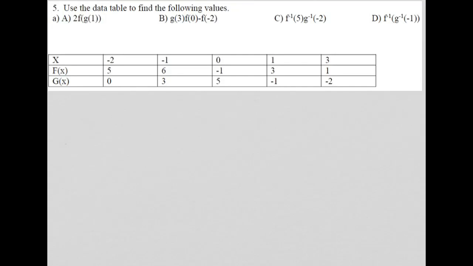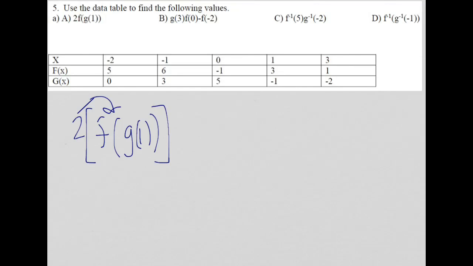So, anyways, let's use this data table. So we are trying to find 2 of f of g of 1. So that's like saying, hey, find me f of g of 1 and then multiply it by 2. So we can do that. And I don't know why I just undid all that, but there, I can bring it back because I'm powerful.